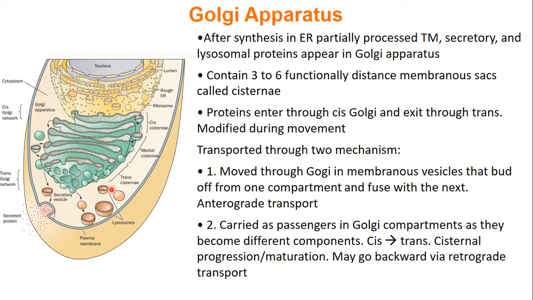If you're transported through the Golgi in membrane vesicles that bud off of one compartment to the next, as we can see here, we call that anterograde transportation. While if you're a passenger in Golgi compartments as they mature, going from cis to trans, we call that cisternal progression or maturation. Or you can actually go backwards, and we call this retrograde transport. Here we can see some cisternal progression, and you could go the opposite way, as shown here. This is retrograde transport.